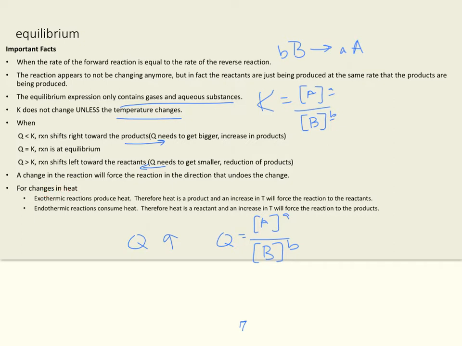And then for changes in heat, for exothermic reactions, so if this is an exothermic reaction, then the heat is a product. And so if we increase the temperature, the reaction will go away from that increase. And if it's the opposite, if heat is a reactant, then if we increase the temperature, the reaction is going to go towards the products.